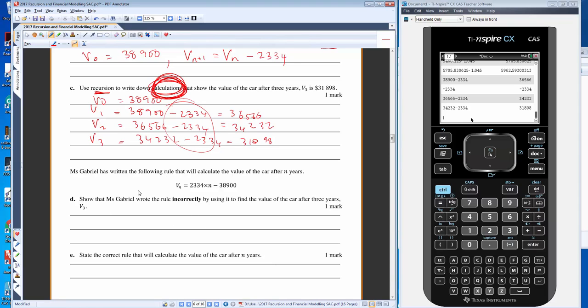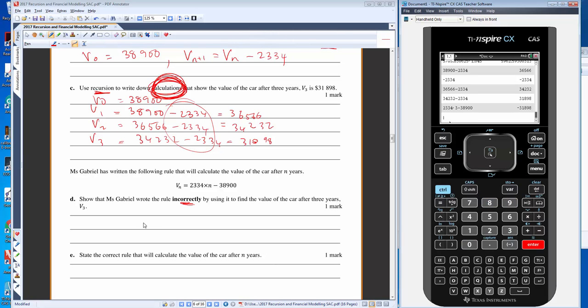Alright, so for this one here, Ms. Gabriel, she wrote a rule for this, but unfortunately she did get it wrong. So I've told you that the rule is written incorrectly. By using it to find the value of the car after 3 years. Okay, so what we're looking for is V3, so 2334 multiplied by 3, take away 38,900. And we came up with, so V3, according to this rule, equals negative 31,898. Now we know that it's positive, okay, so therefore wrong because it's negative. Alright, now if you just listed that line there, that was fine, gave you a mark for it.